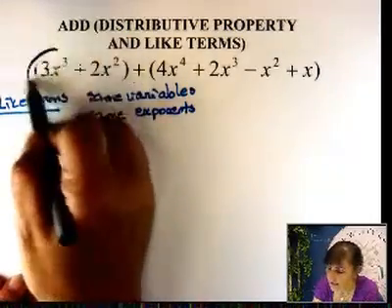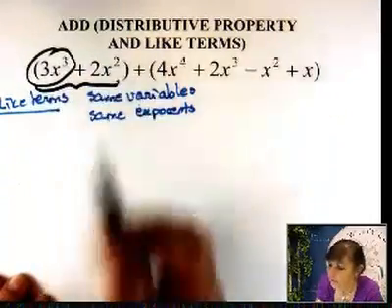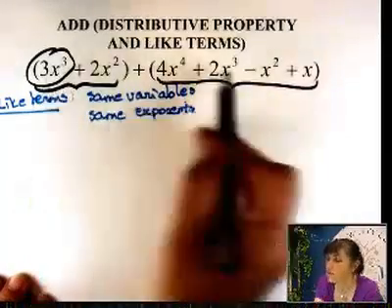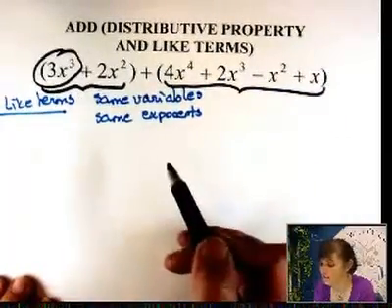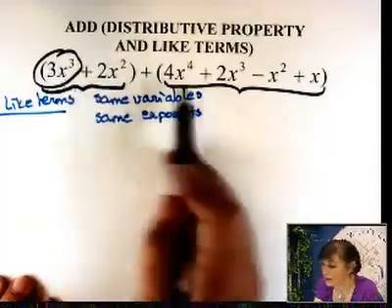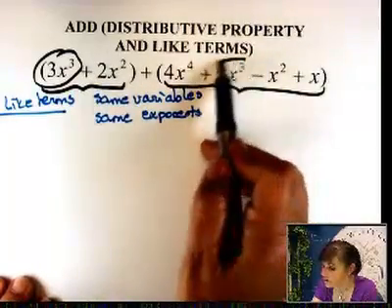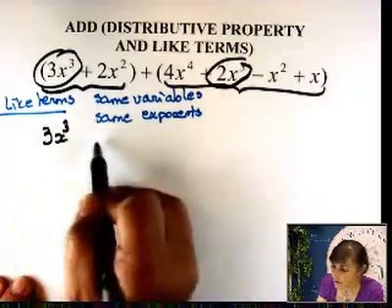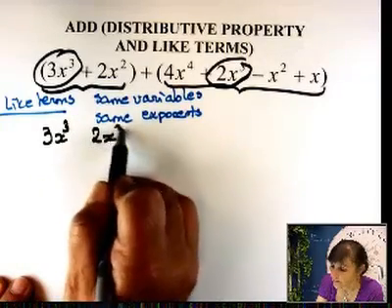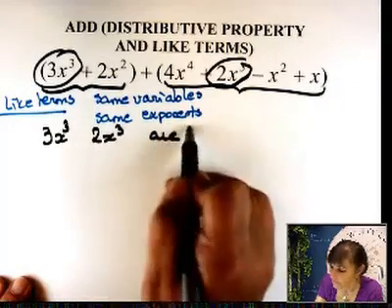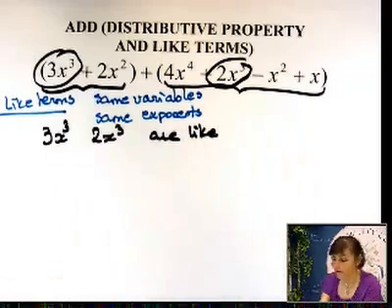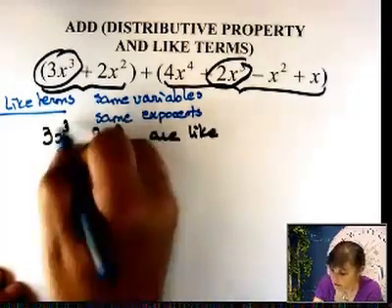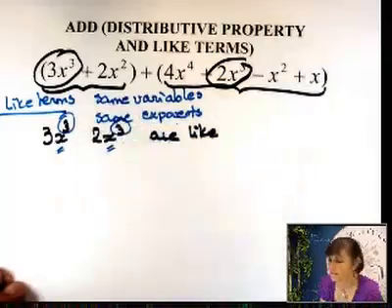Let's look at 3x cubed. This one is a polynomial. This one is another polynomial. Let's see if these two polynomials have like terms. 3x cubed, I go here. Oh, look at this. 2x cubed. So 3x cubed and 2x cubed are like. Why? Because they have the same letters and they have the same exponents.